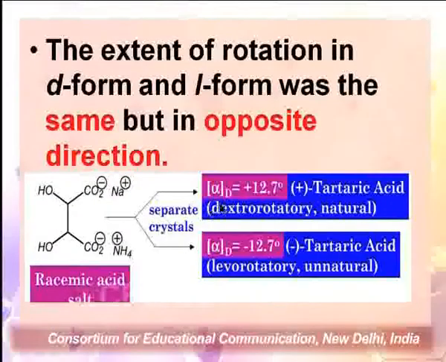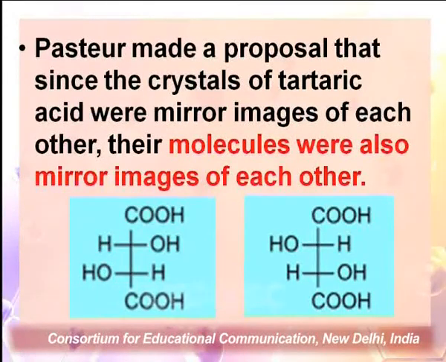So he found that when he compared the other physical properties of these two crystals, both of them had the same melting point. But the difference was, one was levorotatory and the other was dextrorotatory. So Pasteur proposed that since the crystals of tartaric acid were mirror images of each other, their molecules were also mirror images of each other. This is what we've shown here, which was discovered later on, that these two enantiomers of tartaric acid, or optically active isomers of tartaric acid, are mirror images of each other.